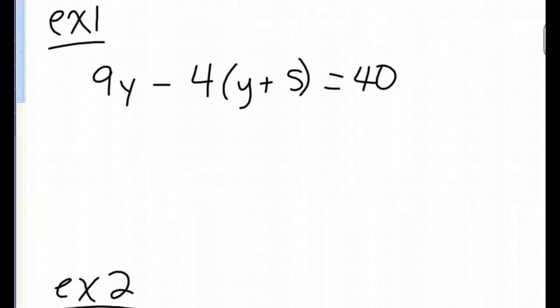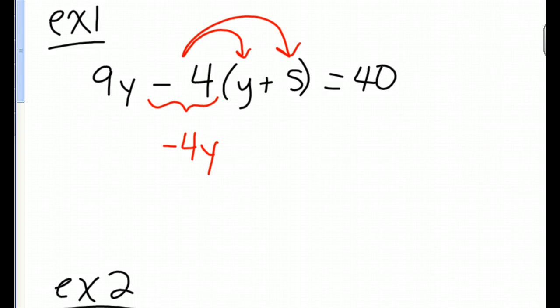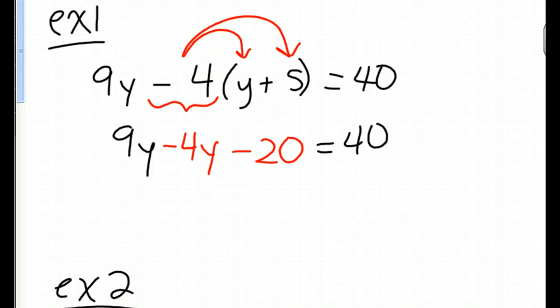So our first examples are here. Example 1, we have a -4. We're going to distribute that -4 to this y plus 5. So let's go ahead and do that. -4 times y is going to get us -4y. -4 times a positive 5 is going to get us a -20. Now that's it for the distributive property, and we're just going to rewrite the rest of this down.